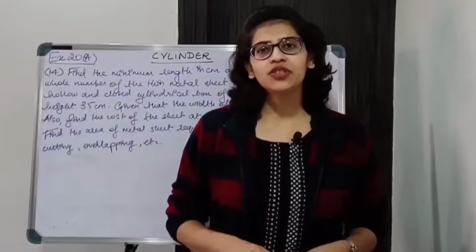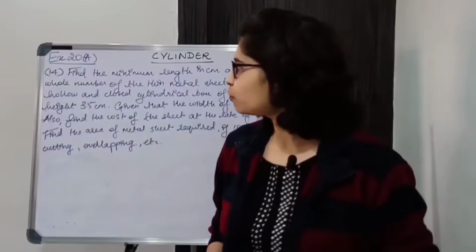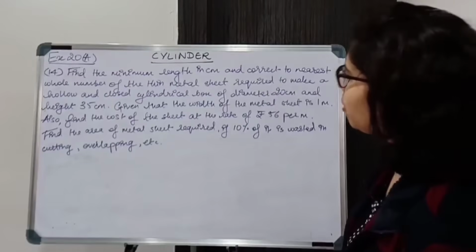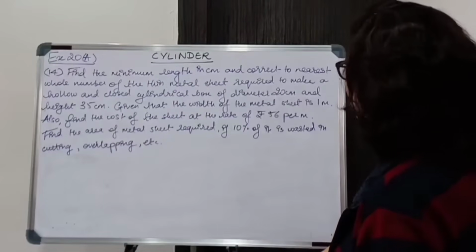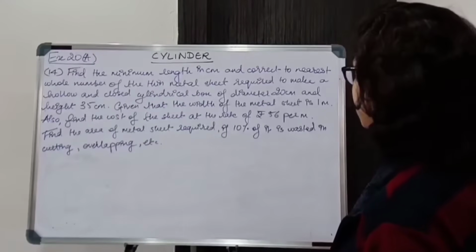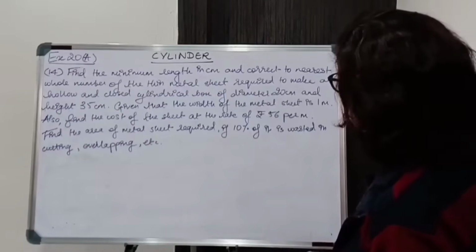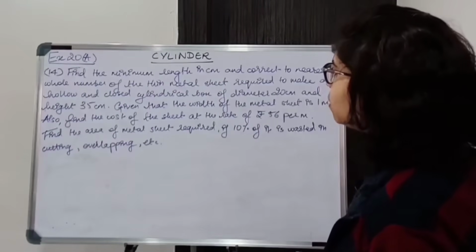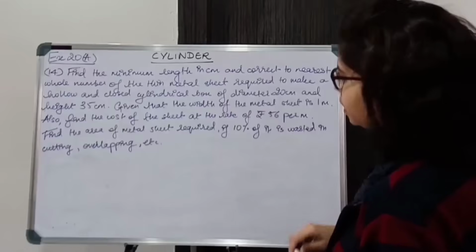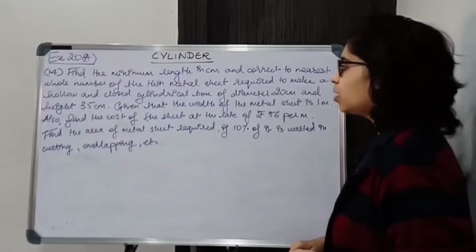In this video, we'll continue with exercise 20A from chapter Cylinder, Cone and Sphere. So starting with question number 14, find the minimum length in centimeter and correct to nearest whole number of the thin metal sheet required to make a hollow and closed cylindrical box of diameter 20 centimeter and height 35 centimeter. Given that the width of the metal sheet is 1 meter, also find the cost of the sheet at the rate of rupees 56 per meter. Find the area of metal sheet required if 10% of it is wasted in cutting, overlapping, etc.